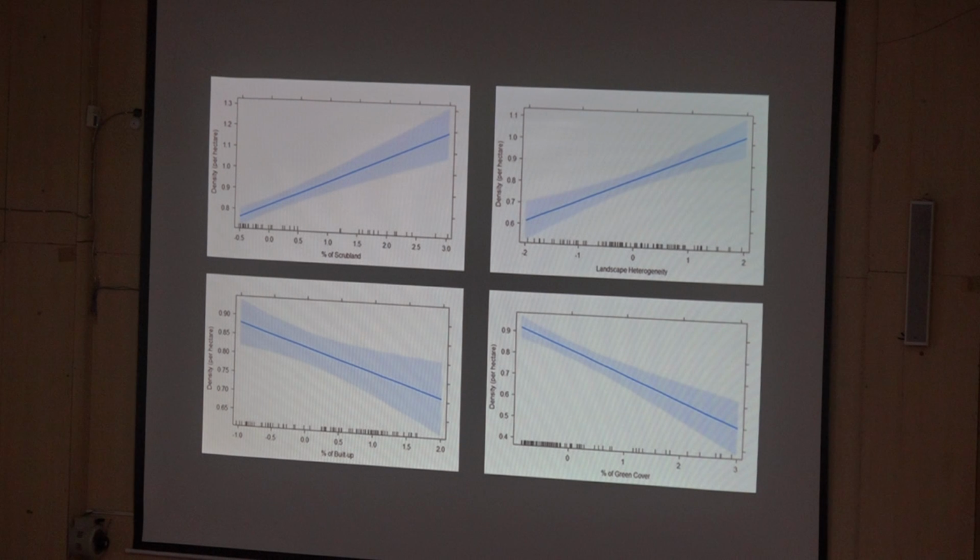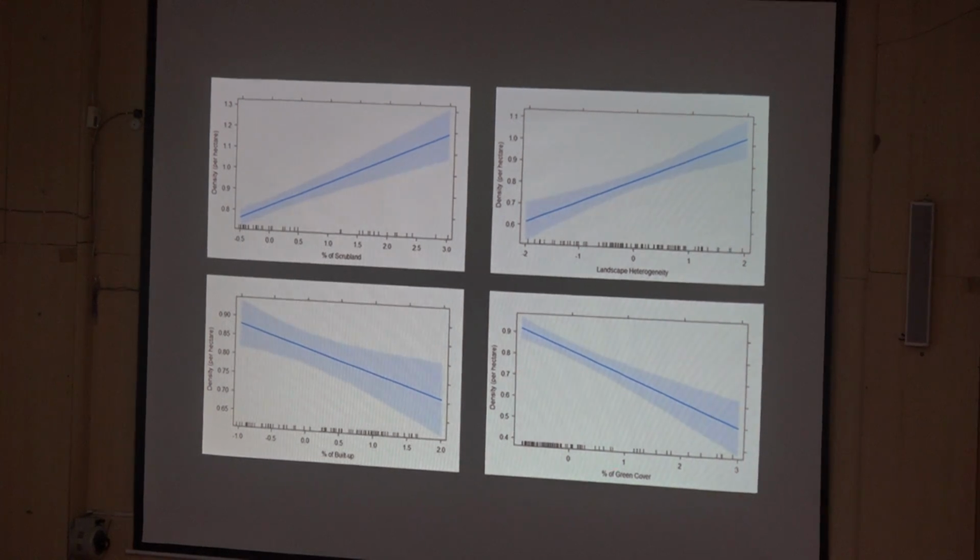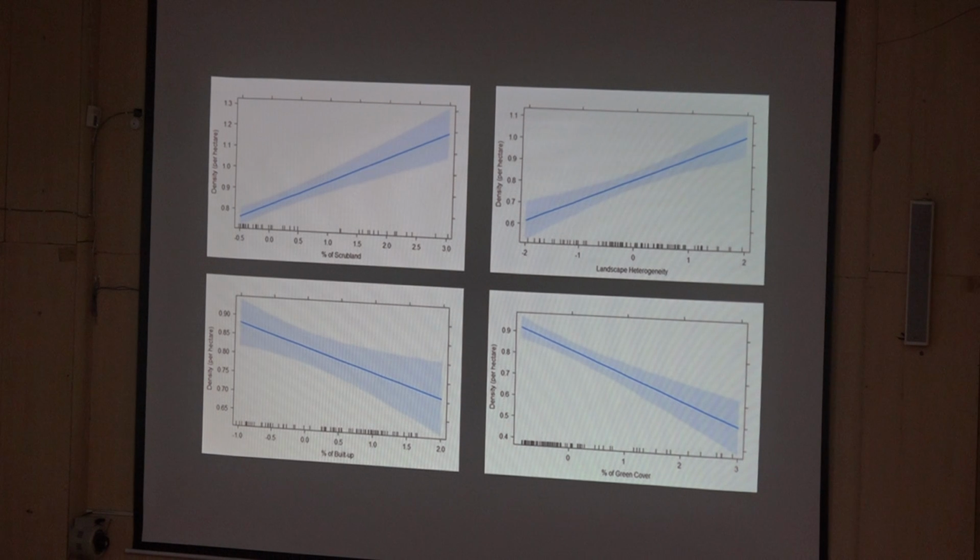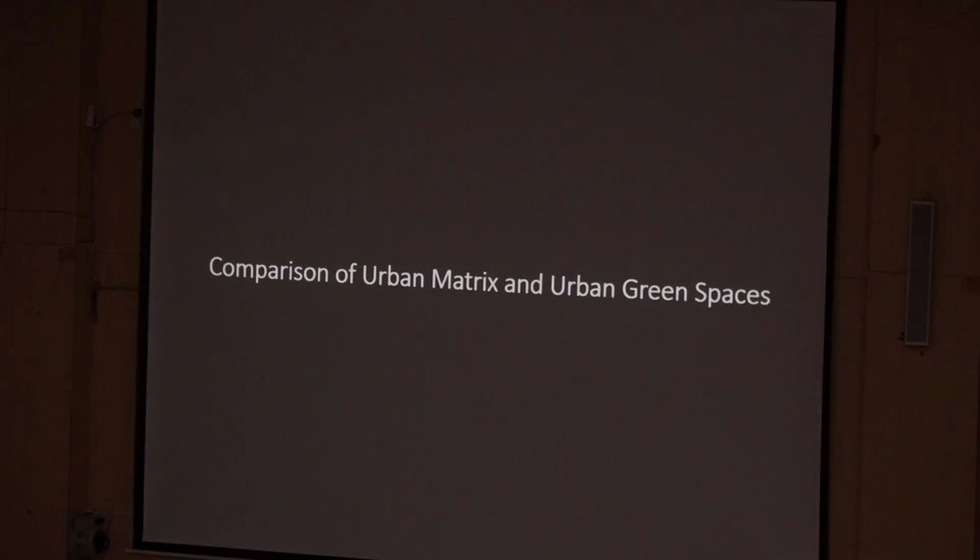Percentage of built-up has shown in many studies that the density decreases as built-up increases. And for the percentage of green cover, as I said before, regarding the rare species, the numbers being too low, hence the density also was low.